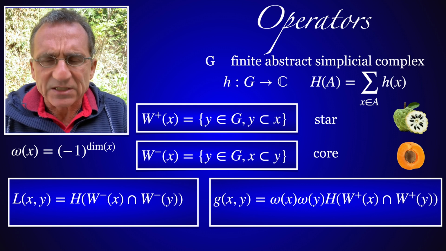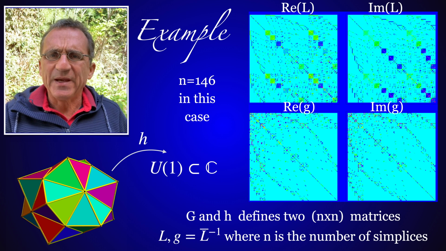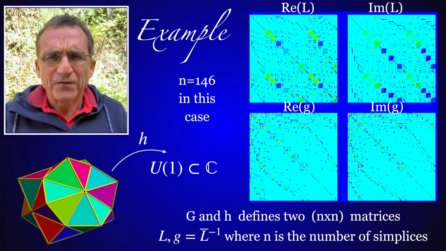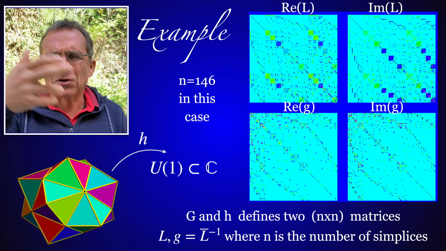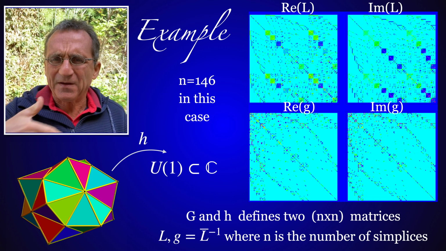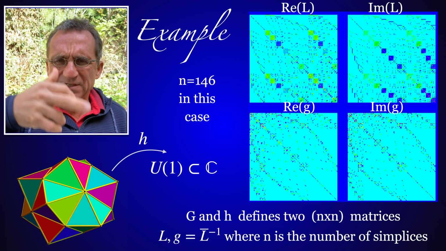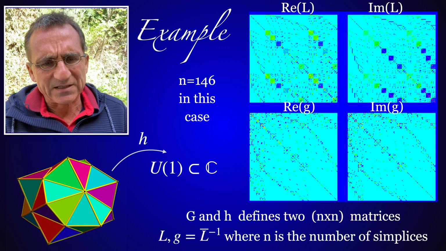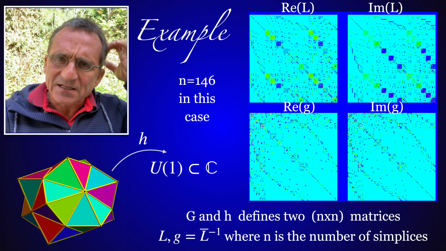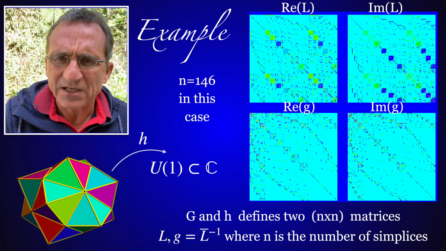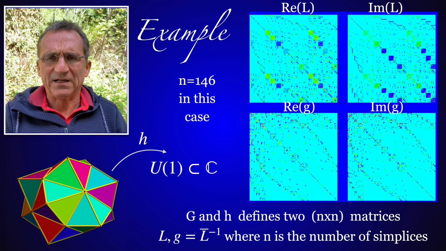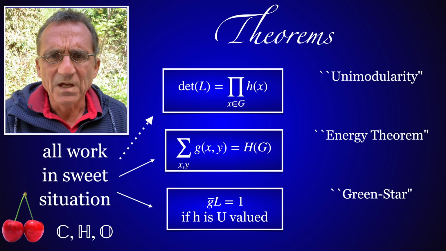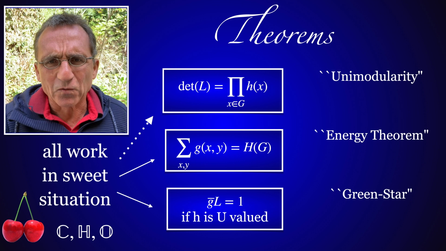So these are the two matrices, and here we see the matrices in the case when we have a complex valued field. So we took actually here circle valued h. So h takes values in the complex numbers with length 1. And so we have then the matrices, and in this case the conjugate of G is the inverse of L, so it's kind of a green function situation. And these results were known in special cases.